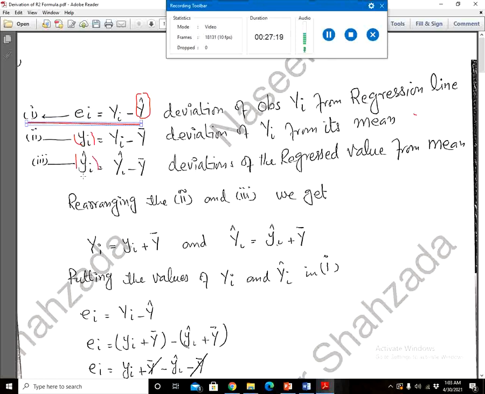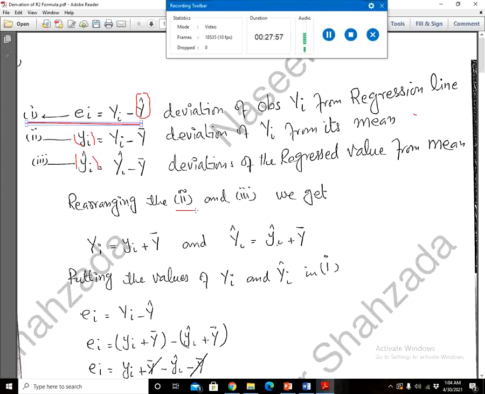And the third one is Y cap. Here we see this is Y cap i, small y cap, in deviation form. Y cap is the estimated regression line, the estimated value of y, and small y cap i shows its deviation from the arithmetic mean. This is the regressed value of y, and its deviation from the mean is represented by small y cap i.